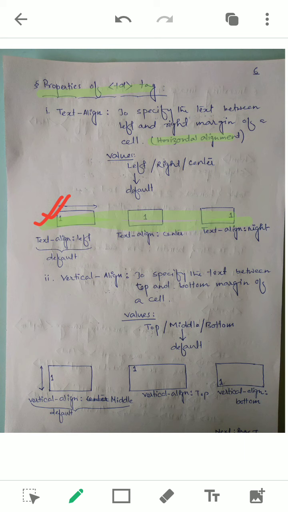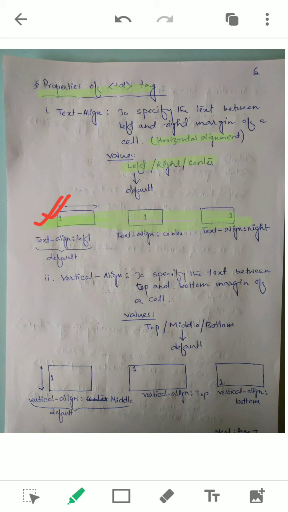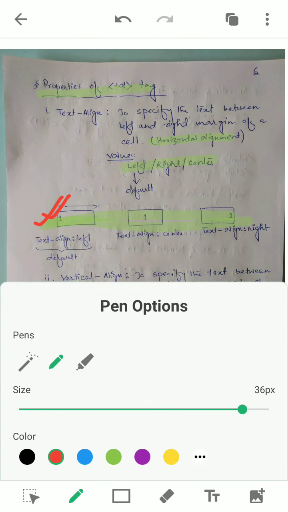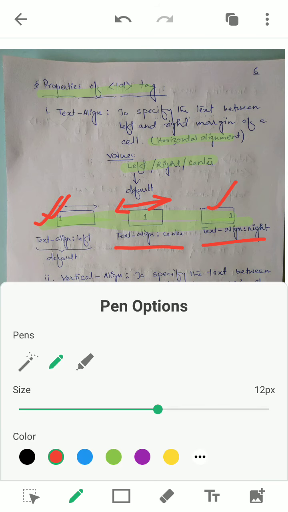If you want to bring it to the right or to the center, then these three values are to be used: left, right, center. Left is the default. If you write text-align right, it will go to the right side. And if you write text-align center, it will come to the center of the cell. That's why this is the horizontal alignment: left, right, or center, horizontally.